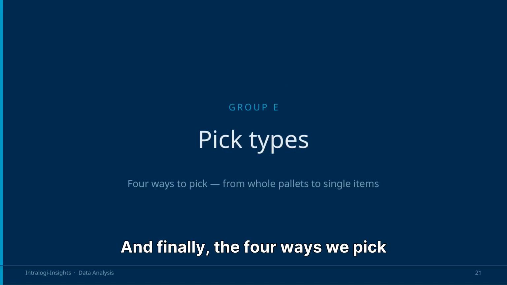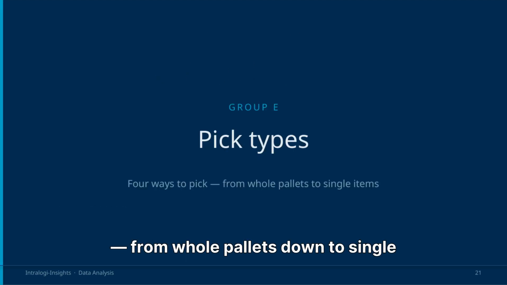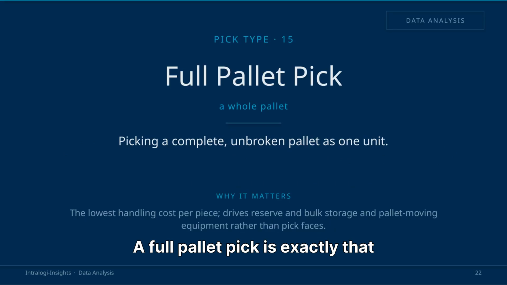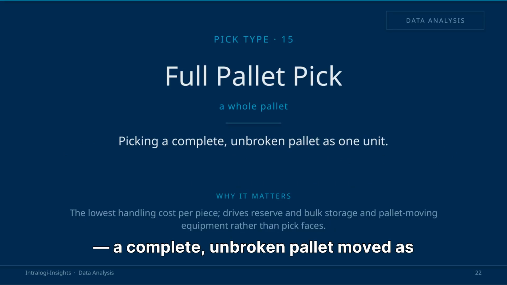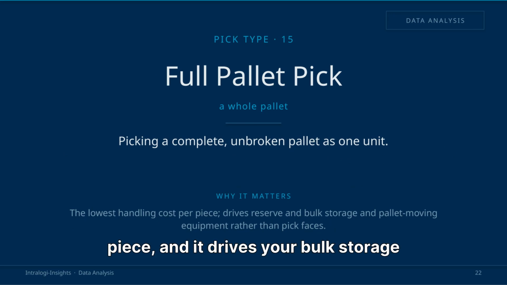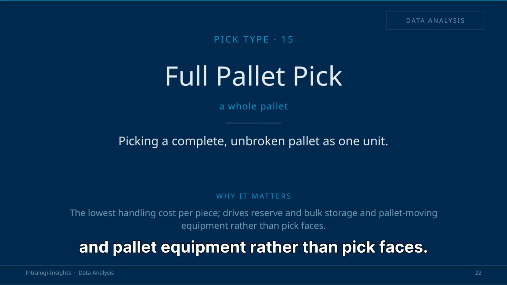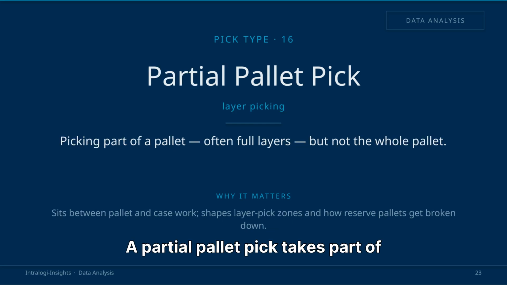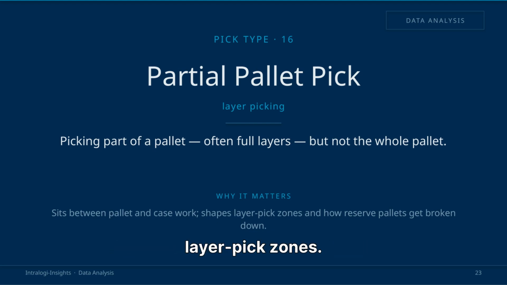And finally, the 4 ways we pick, from whole pallets down to single pieces. A full pallet pick is exactly that, a complete, unbroken pallet moved as one unit. It's the cheapest handling there is per piece, and it drives your bulk storage and pallet equipment rather than pick faces. A partial pallet pick takes part of a pallet, often whole layers, but not the full thing. It sits between pallet and case work, and it shapes how you design your layer pick zones.